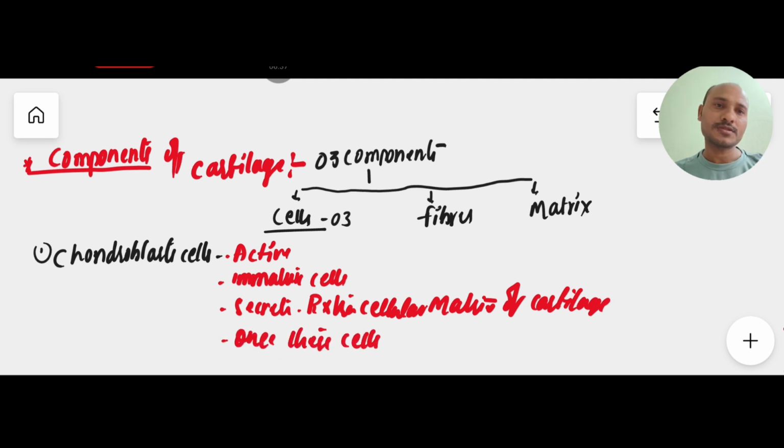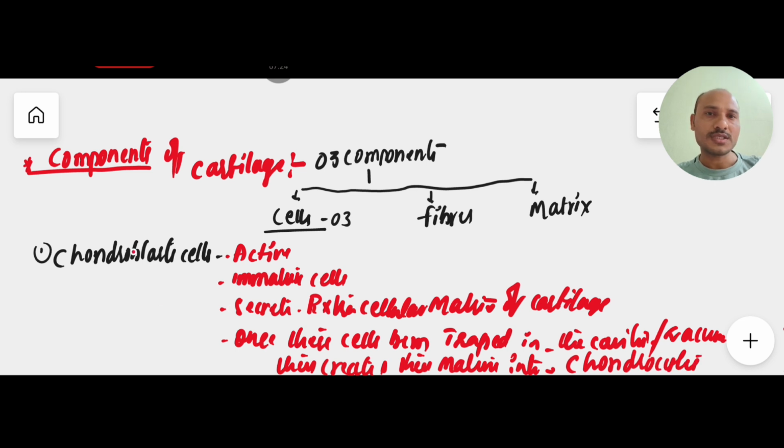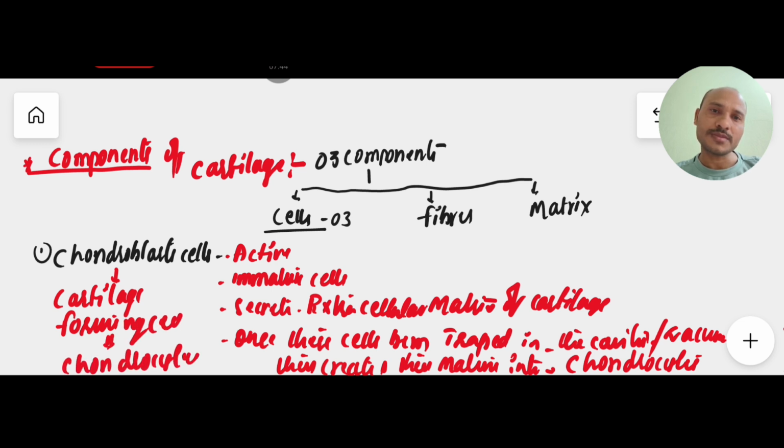Once these cells become trapped in the cavities, the empty spaces also called lacunae, they become mature and mature into chondrocytes. Hence, these chondroblast cells are called cartilage forming cells. The chondrocyte is the mature cartilage cell, formed from the chondroblast cells once they become mature. So this is all about the chondroblast cells.